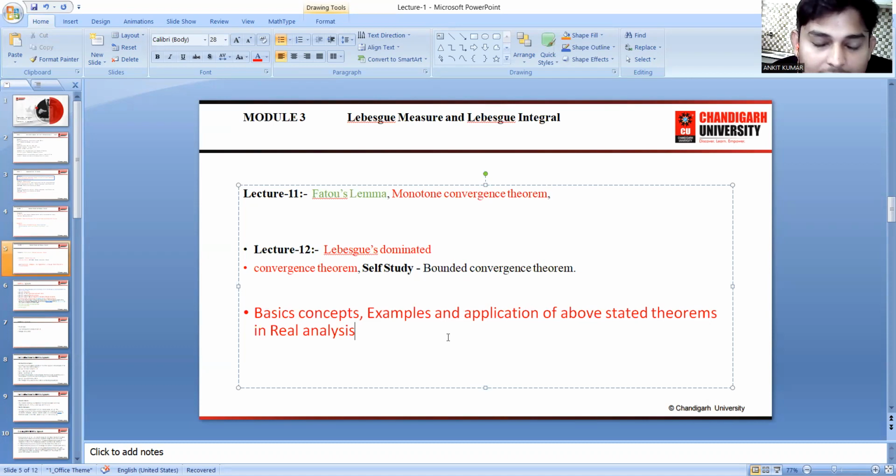So basically, this whole syllabus of the real analysis, I will divide in 12 lectures, and each lecture will cover some most important definitions, examples, properties, and solved problems. These four things are available in each lecture. That's why your concept is very clear in each and every example of the problem.